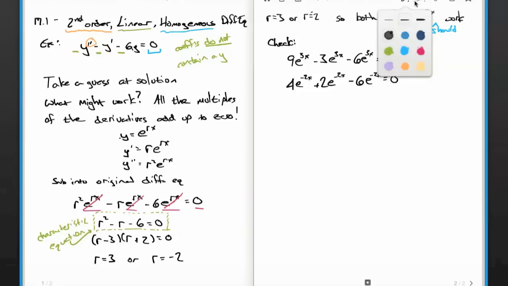Wow, that's pretty cool. So what did we do here? Let's review our process. Max did a good job of demonstrating a cookbook kind of thing. We guess the solution that's going to work. e to the rx pretty much always will work. We sub it in, and then we cancel out all these e's, and we get this characteristic equation that leaves only r. We solve our characteristic equation, then plug those two values of r into the original, and we check both solutions, and they both still work. It's like magic, except it's not.